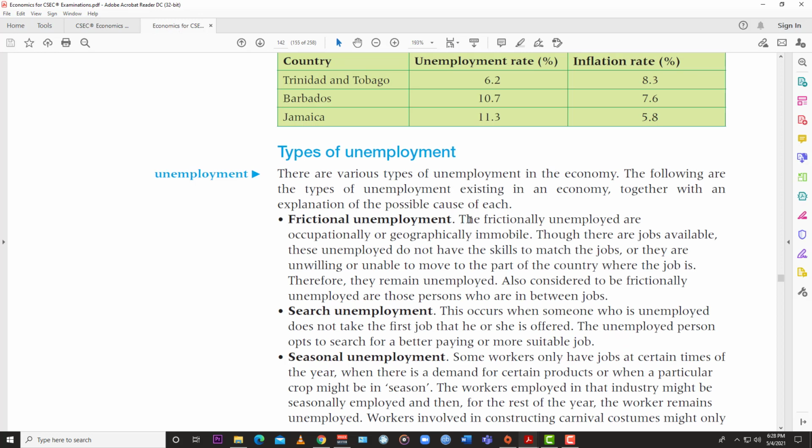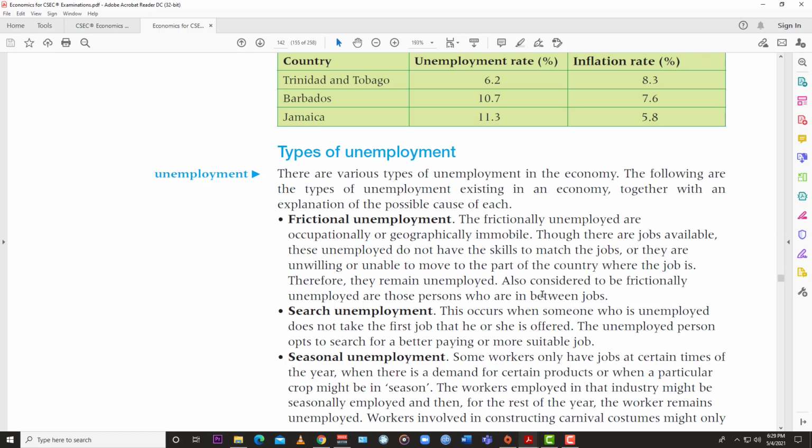Frictional unemployment. The frictionally unemployed are occupationally or geographically immobile. Though there are jobs available, these unemployed do not have the skills to match the jobs, or they are unwilling or unable to move to the part of the country where the job is. Therefore, they remain unemployed. Also considered to be frictionally unemployed are those persons who are in between jobs. And as the word suggests, friction, in between 2 things. So one definition is persons who are between jobs. So you're moving from one job to the next for a period of time. Between those two, you're going to be frictionally unemployed. That's one way to look at it.